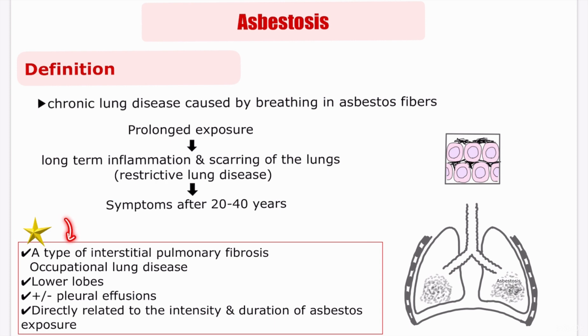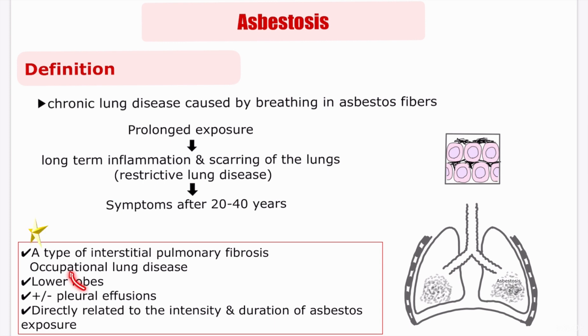These are some facts about asbestosis that we should know. So asbestosis is a type of interstitial pulmonary fibrosis because it causes scarring in the interstitium of the lungs. And asbestosis starts in the lower lobes and subpleurally. It may or may not accompany pleural effusions.